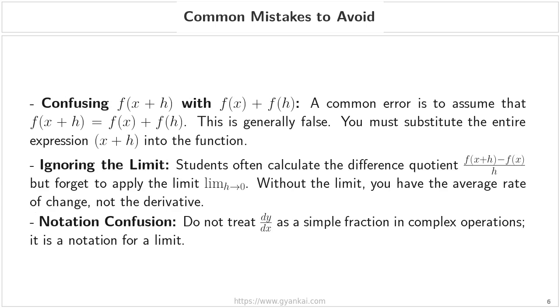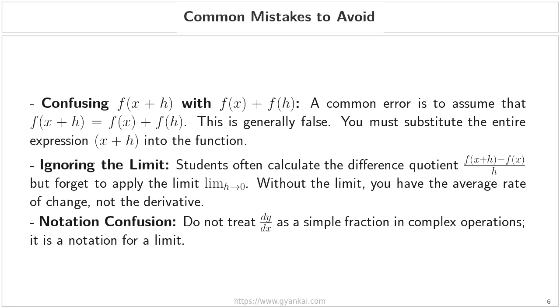Finally, let's address notation confusion. While Leibniz's notation, written as dy over dx, looks like a fraction, it is important not to treat it as a simple fraction during complex operations. Always keep in mind that this symbol is a shorthand representation of a limit process, not a division of two independent variables. Keeping these warnings in mind will help you avoid common errors as we move into our final summary of the key takeaways.